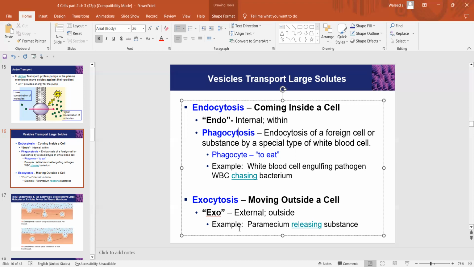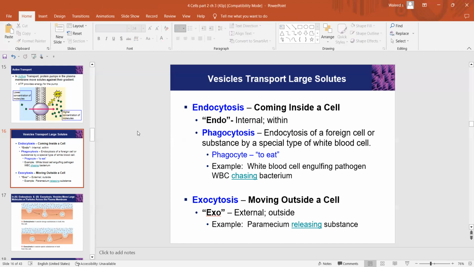Exocytosis is the opposite, which is basically something like the paramecium, which is one of the cells. When they get rid of something, pushing it out of the cell, something big, you call it exocytosis.